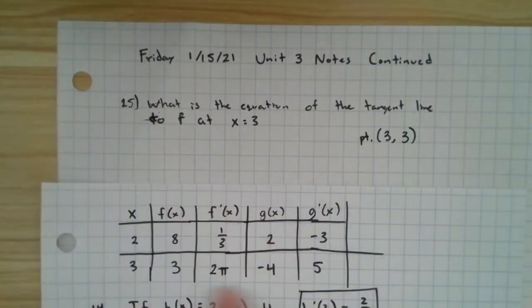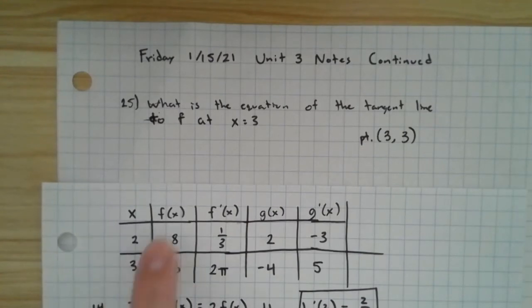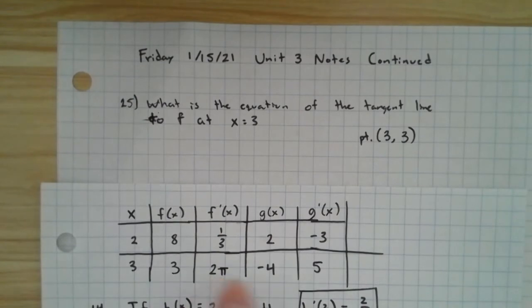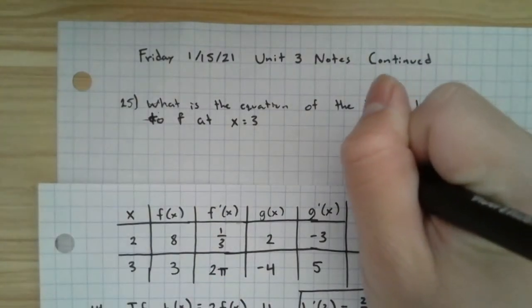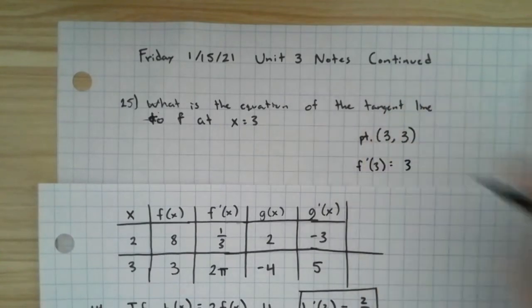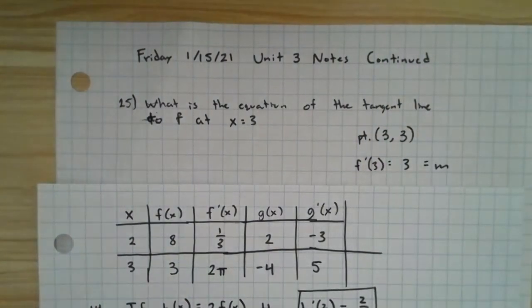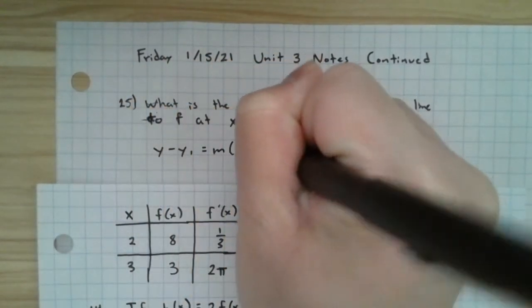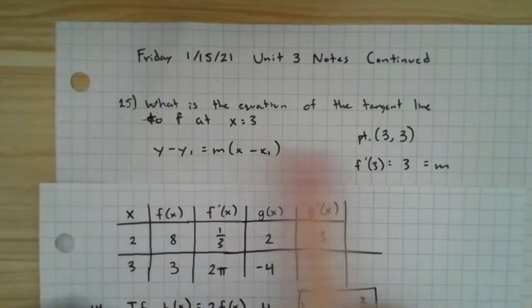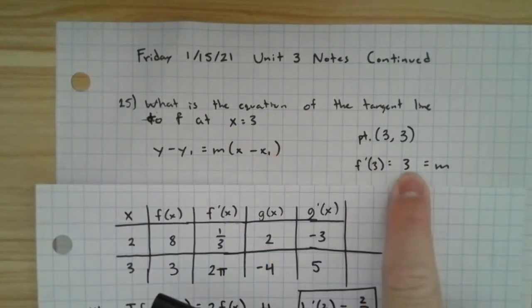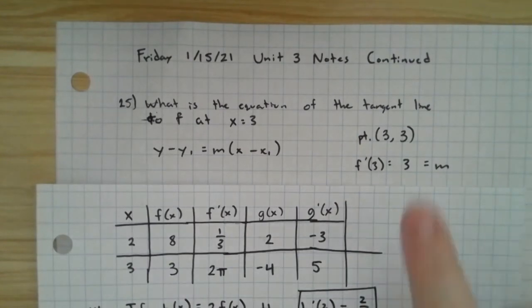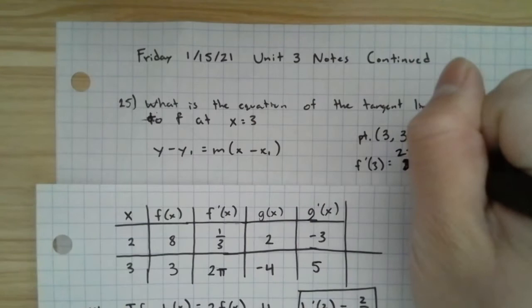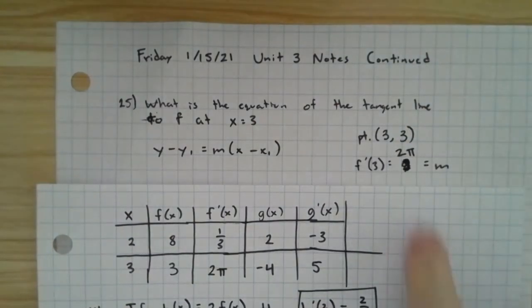And not only that, the table also gives us the slope of the tangent line at that x value. f prime of 3 is 2 pi. So the slope of the tangent line is 2 pi, right? So that's the slope. And then all we're doing is plugging into that point slope form. We have our point, x1, y1, that's right here, 3 and 3, and then we have our slope, 2 pi. Did I put 3 here? Oops, not 3, 2 pi. Okay, so we have our slope, our point, all you gotta do is just plug it in.